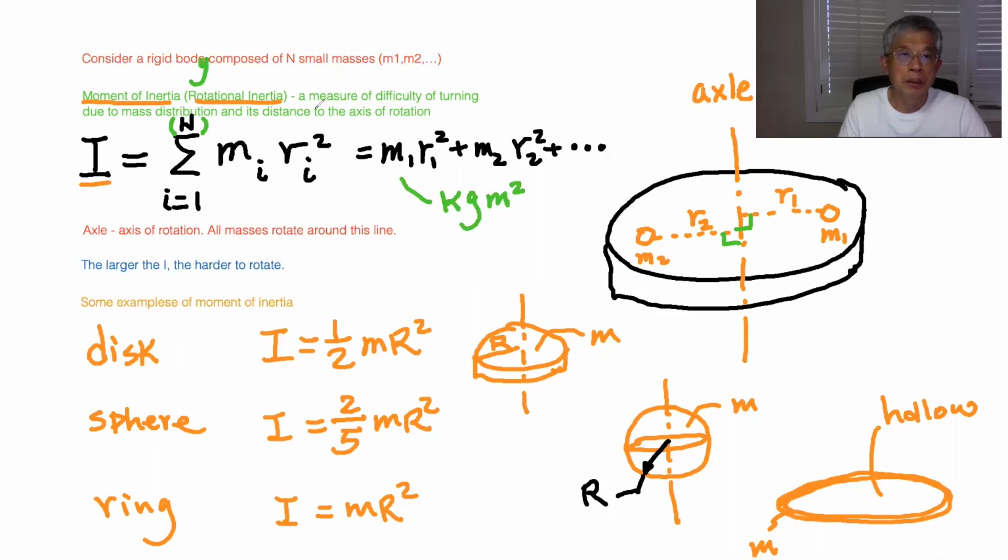So what does that mean? It's a measure of the difficulty that you have in turning this rigid body. This is important: it has to do with the mass distribution. So the key word is distribution. In Chinese, this is called 质量分布.